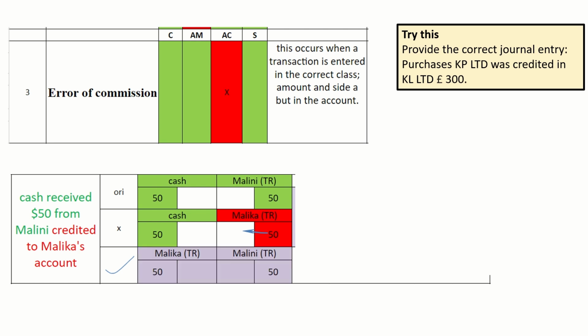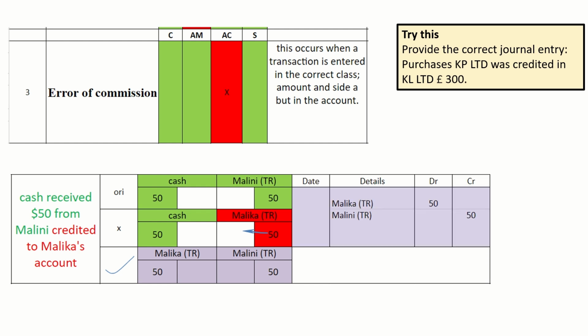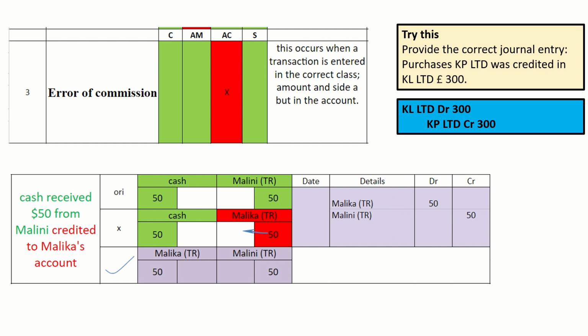In order to correct this error, you remove 50 from Malika's account, therefore debit TR Malika 50 and credit Malini by 50. Now try this question. Provide the journal entry for purchases from KP Limited was credited to KL Limited 300. Let's check the answer. KL Limited debit 300, KP Limited credit by 300.